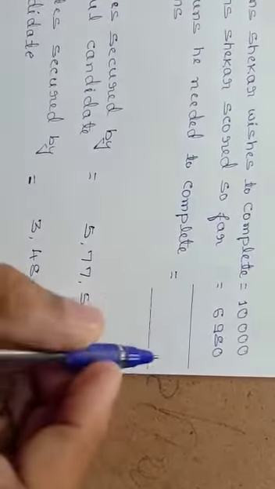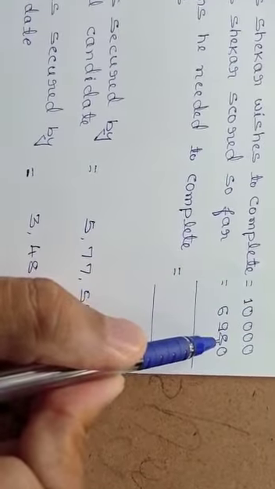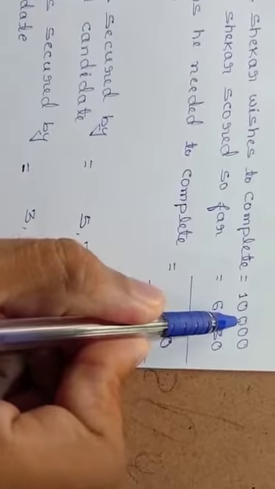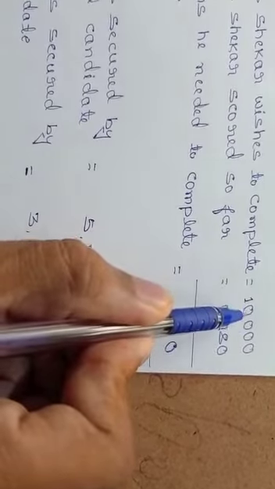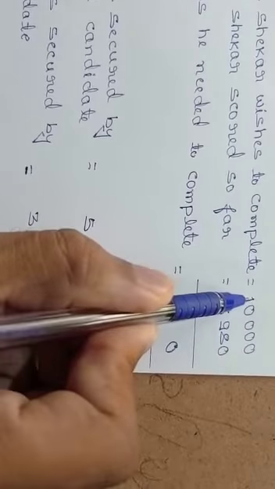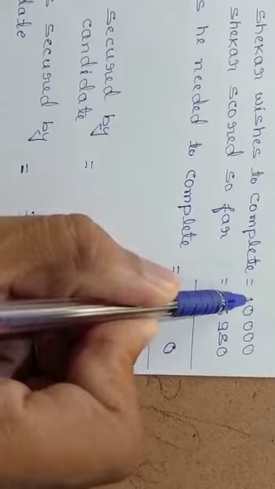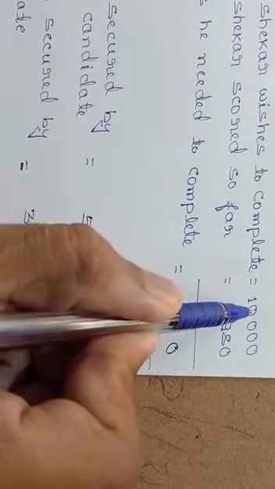0 minus 0, 0. Students, here 0 minus 8. It is difficult to subtract 8 from 0, so we have to borrow 10 from here. But here also 0, so we have to borrow 10 from here. Here also 0. If we borrow 10 from here, 1 becomes 0 and 0 becomes 10.